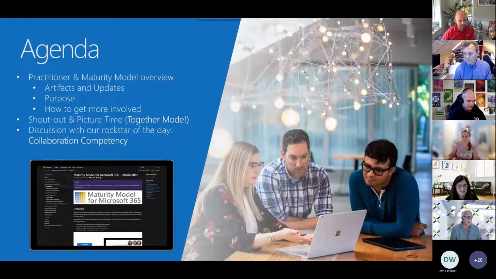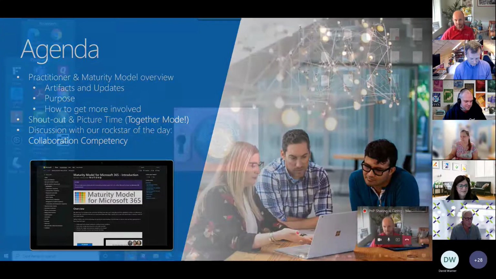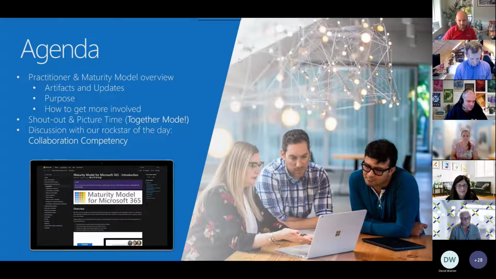Okay. So as usual, our agenda is pretty much similar. We're just gonna give you a quick overview of the maturity model in case you haven't seen it before. We're gonna do together mode pictures. Vesa Juvonen loves that we have those in all of our PMP oriented calls because we get to see how big our audience grows. And then we're gonna talk with our rock star of the day, Sue, about the collaboration competency.